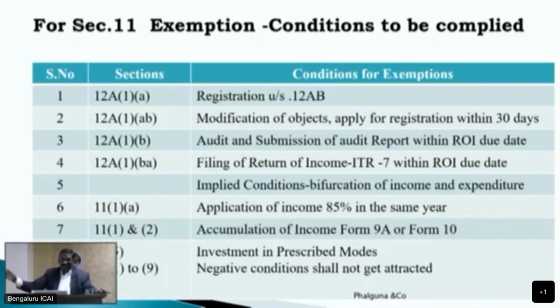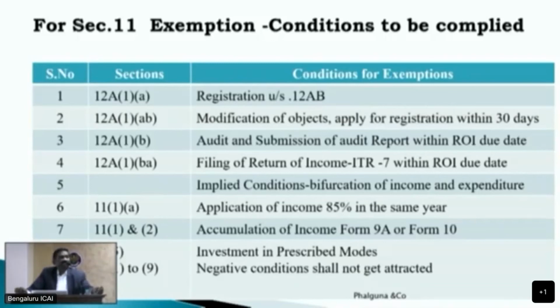Otherwise, no. Like that, submission of the audit report, I said; filing the return of income within the due date, I said. Application should be minimum 85%. Otherwise, you have to accumulate in forms 9, 8, 10, as I have already said. Investments must be in the prescribed modes, I said. Prescribed modes: some people, mostly in Karnataka, open accounts in cooperative societies. Some cooperative societies are in the Reserve Bank schedule, but all cooperative societies are not in the Reserve Bank schedule. 11(5) prescribes only scheduled banks of the RBI. Unscheduled banks are beyond 11(5). Be careful.